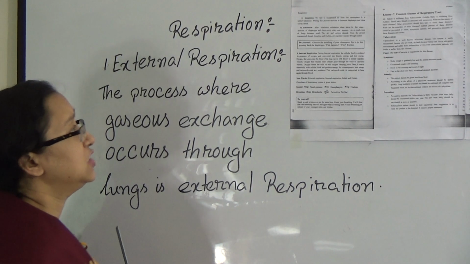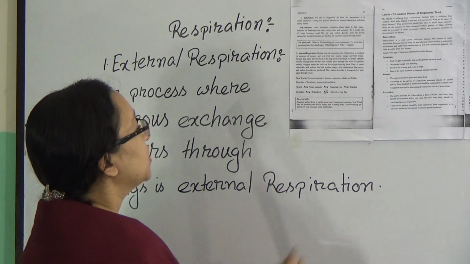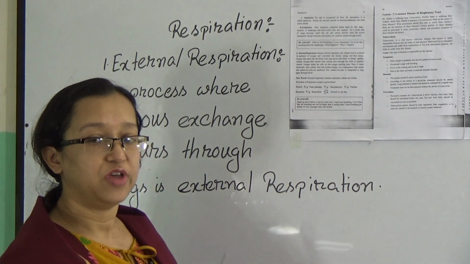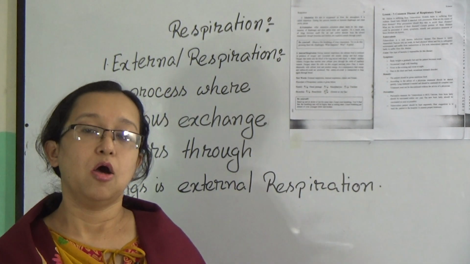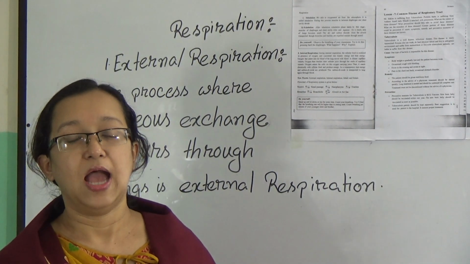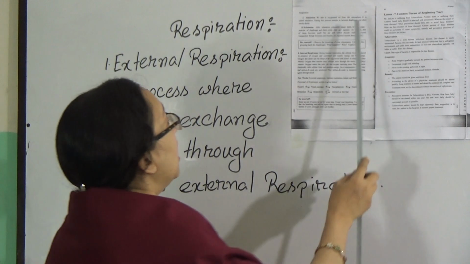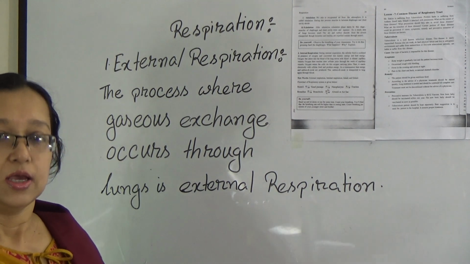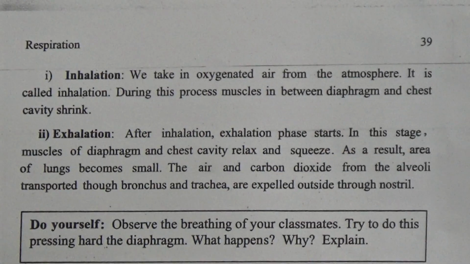External respiration has two parts, inhalation and exhalation. In inhalation, we take in oxygenated air from the atmosphere. Oxygenated air means the air in which fresh oxygen is mixed. When we take the oxygenated air into our body, it is called inhalation. During this process, the muscles between the diaphragm and chest cavity contract.